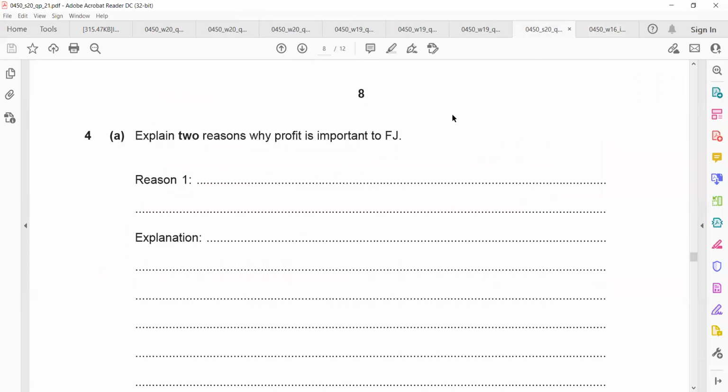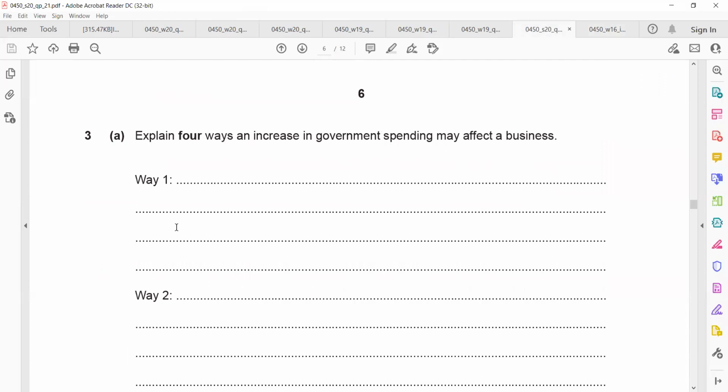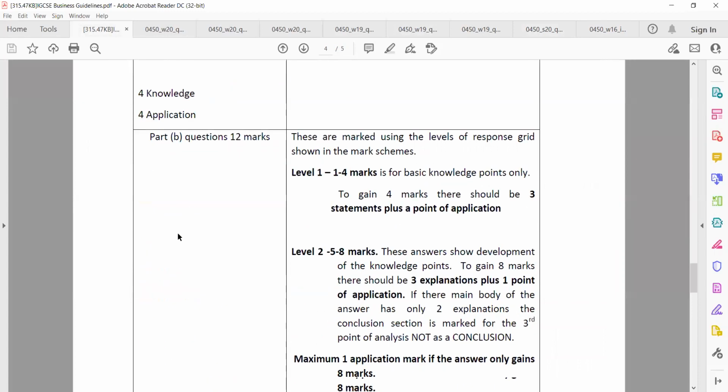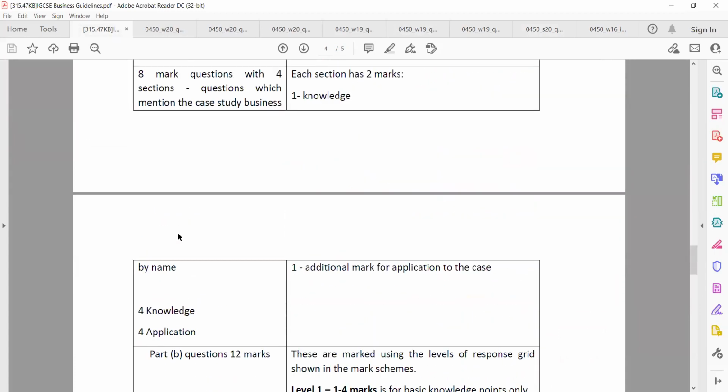Compare it to this question. This question will not ask you to find application. May affect a business. It is something general. So this one is for knowledge, for analysis. No application is required. Going back again. So only 3 types.